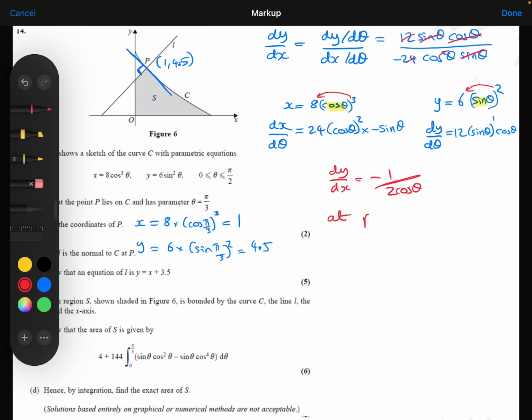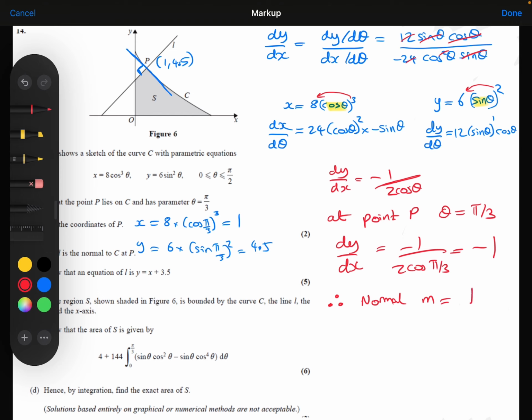I can now say at point P, I already know that theta is pi over 3 at that point, so if I substitute that in, dy by dx is minus 1 over 2 times cos pi over 3, which is minus 1. Therefore, the normal gradient is going to be the negative reciprocal of that, so plus 1.